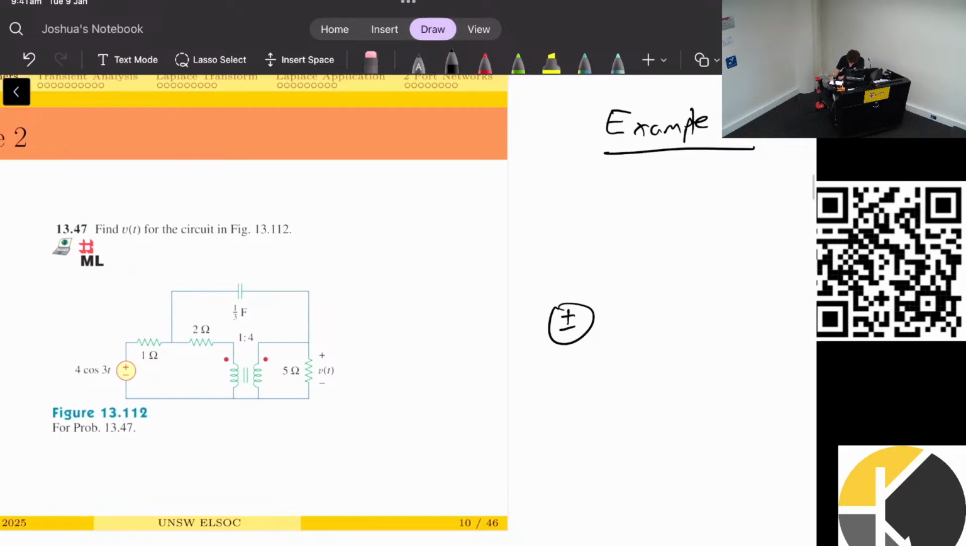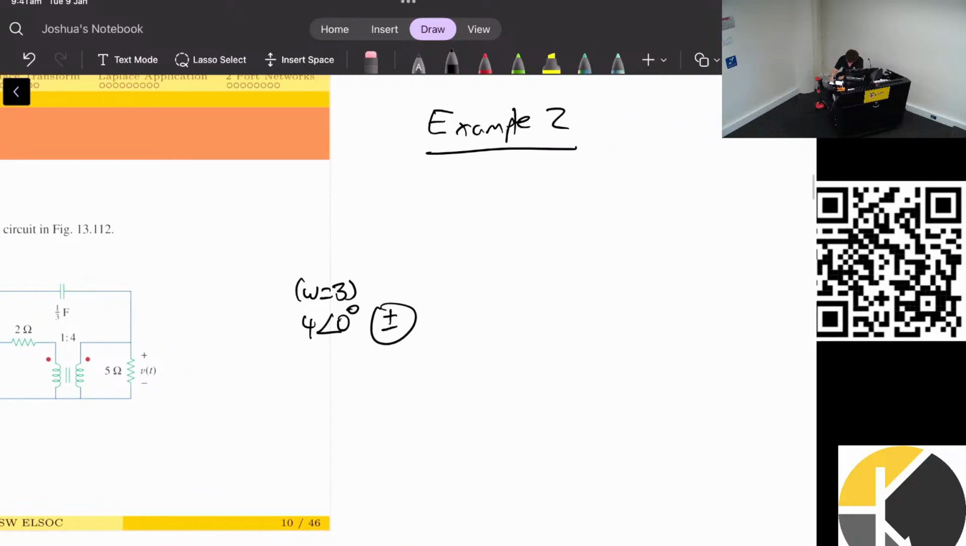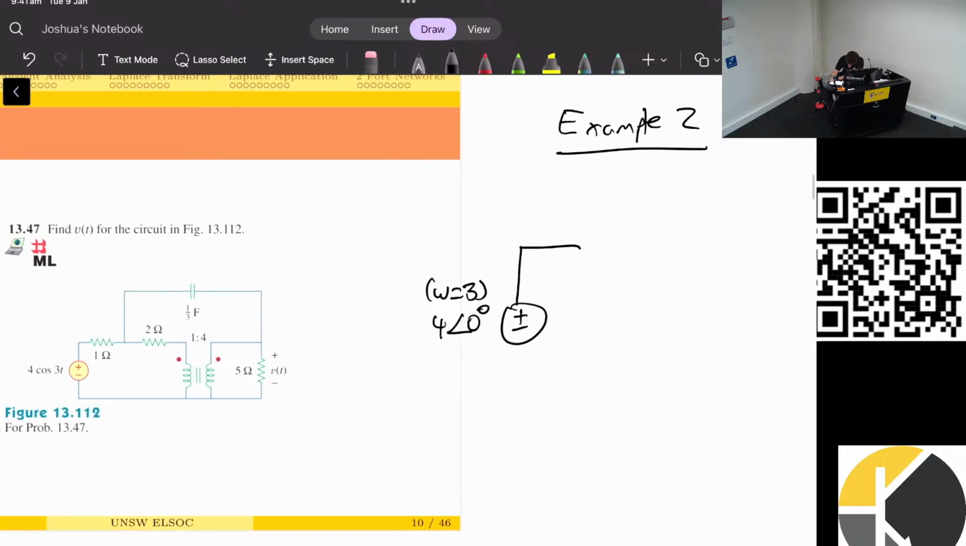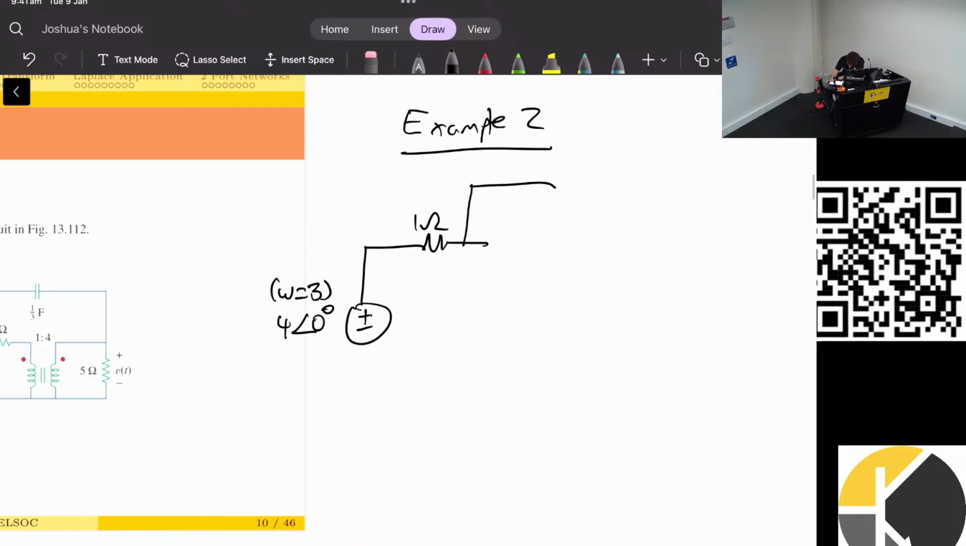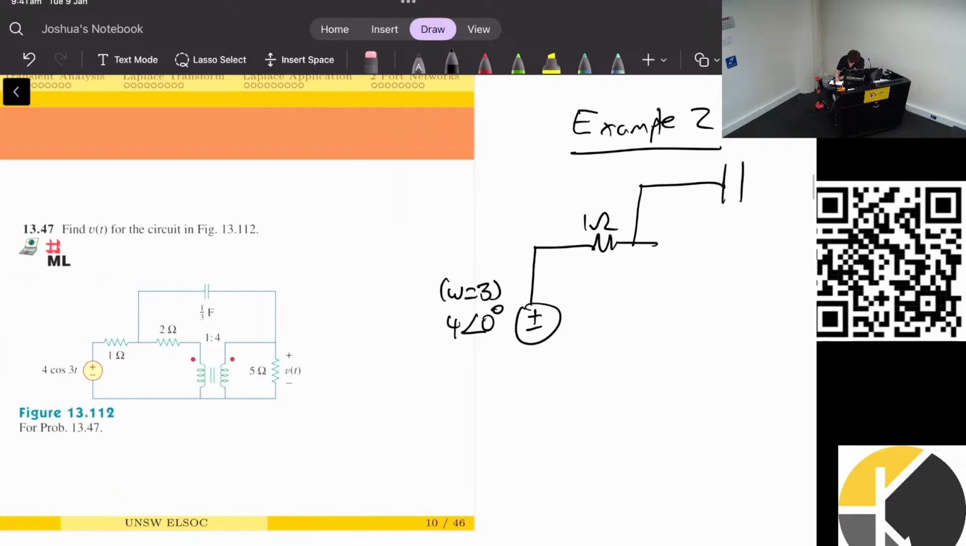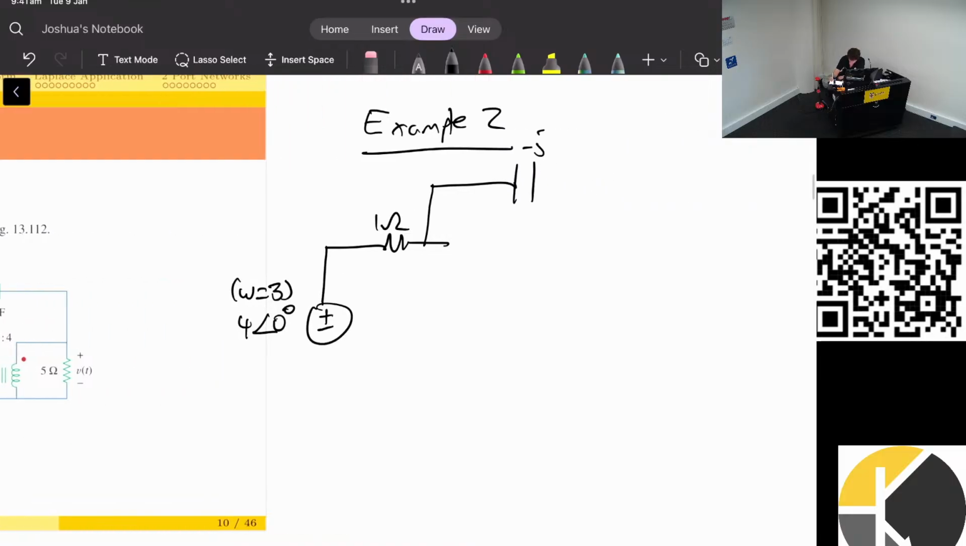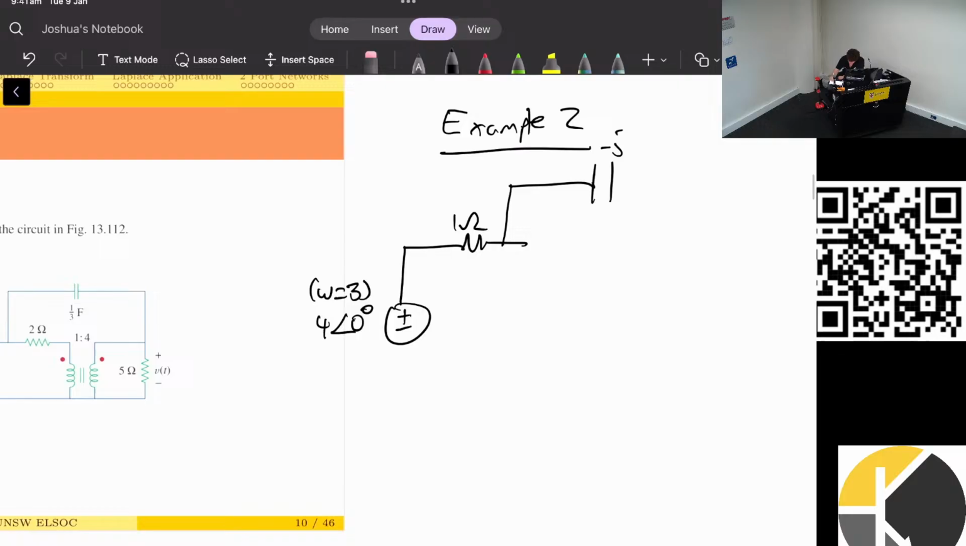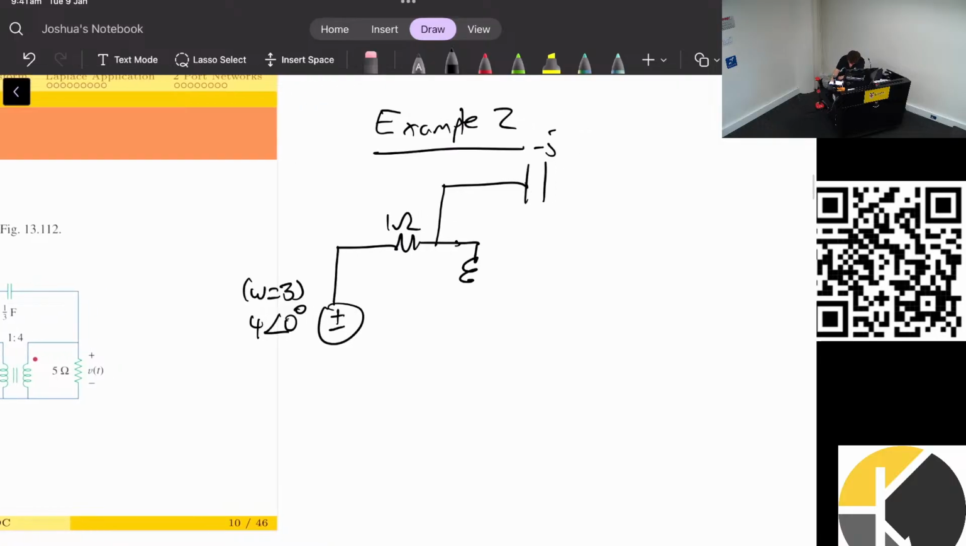Okay, we're going to get 4 angle of 0 degrees, and notice that omega is equal to 3 here. Okay, let's draw the rest of our circuit. 1 ohm. This is going to be minus j, it's 1 on j omega C.